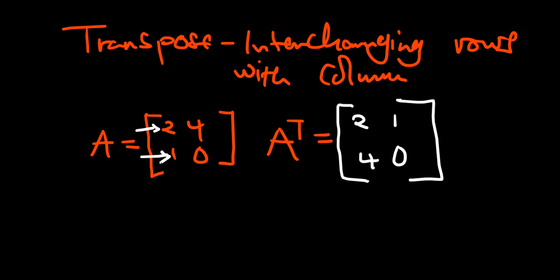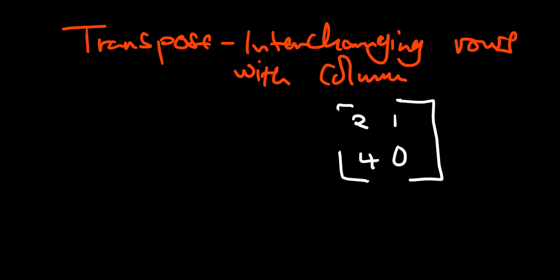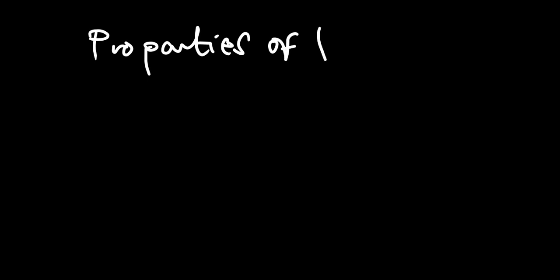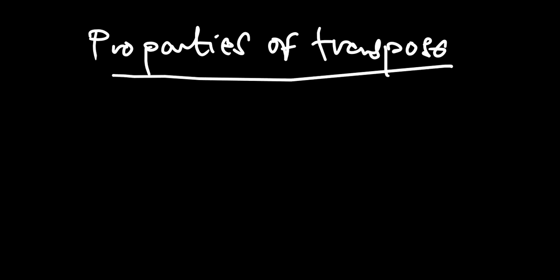Now we want to talk about some properties of the transpose of a matrix. What are some of these properties? So let's talk about those properties now, the properties of the transpose of a matrix. There are a number of them, about 5 of them, so we're going to talk about all of them.